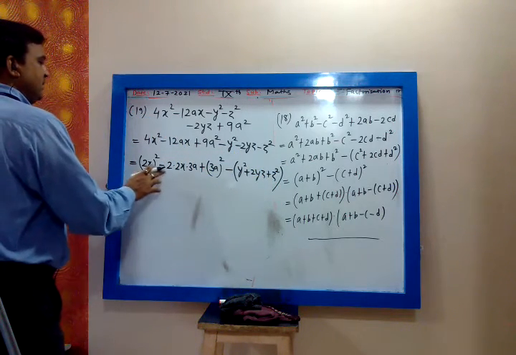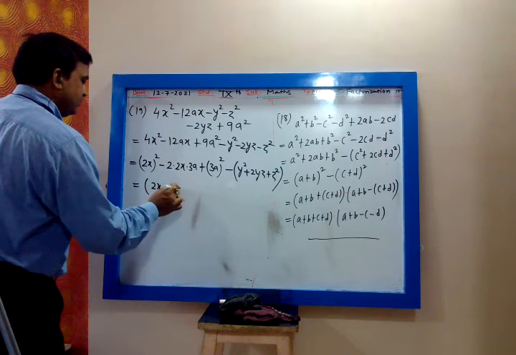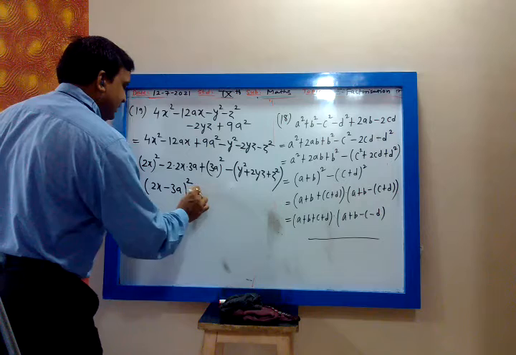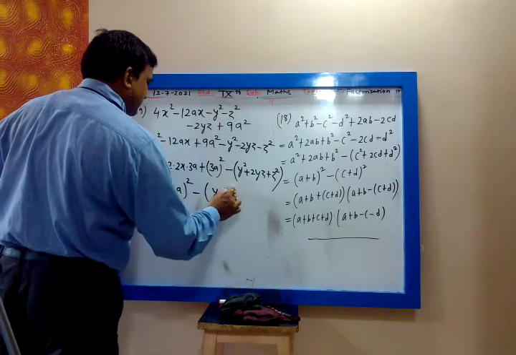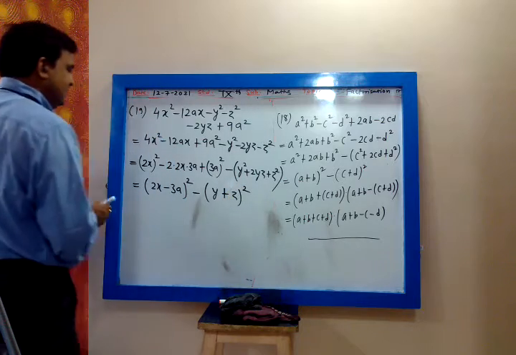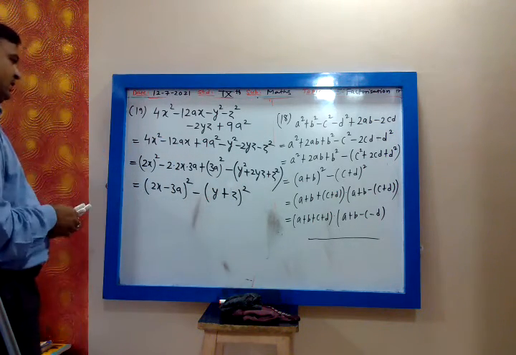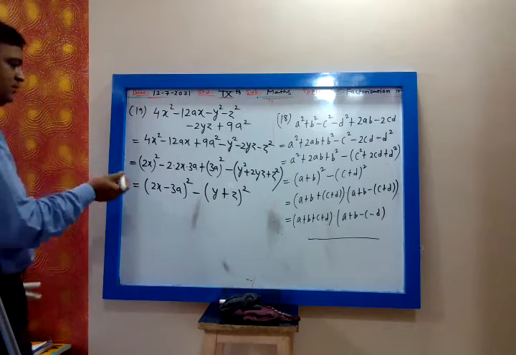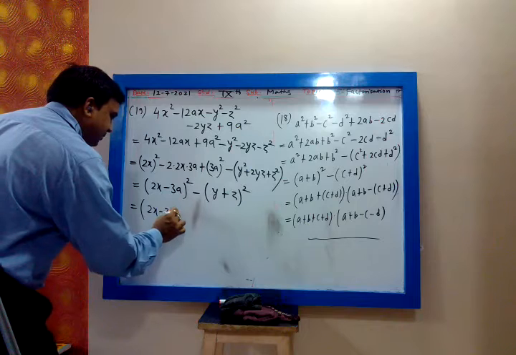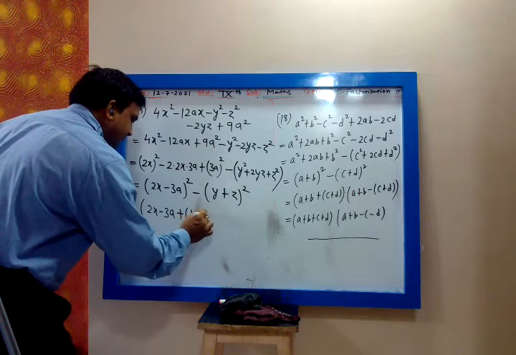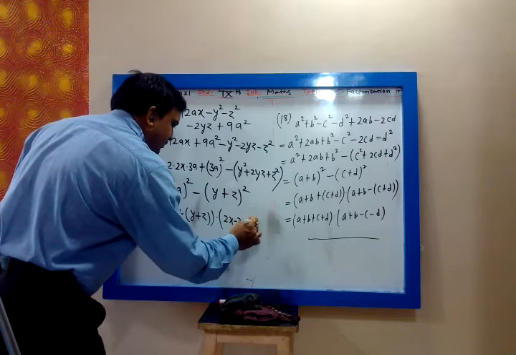Now this is a square minus 2ab plus b square, that will be (a minus b) whole square. So (2x minus 3a) whole square minus (y plus z) whole square. Again this is of the type x square minus y square, which is (x plus y) into (x minus y). So that will be (2x minus 3a plus y plus z) into (2x minus 3a minus y minus z).